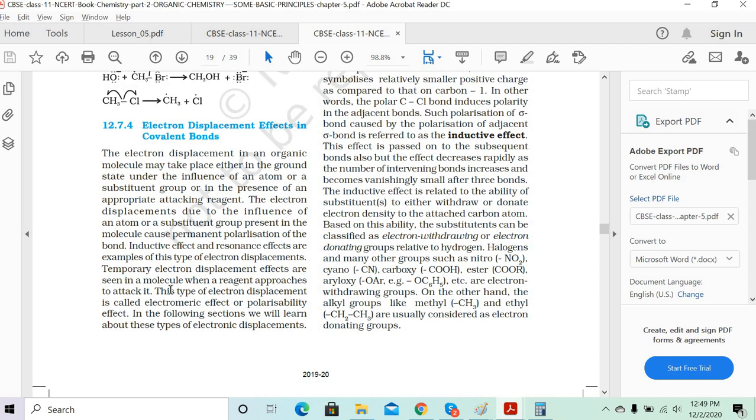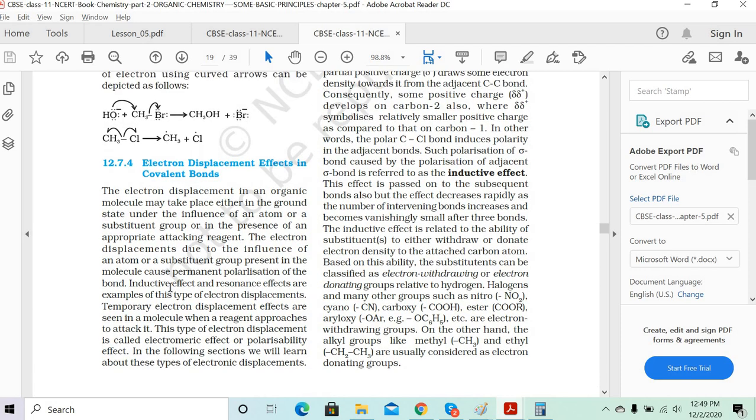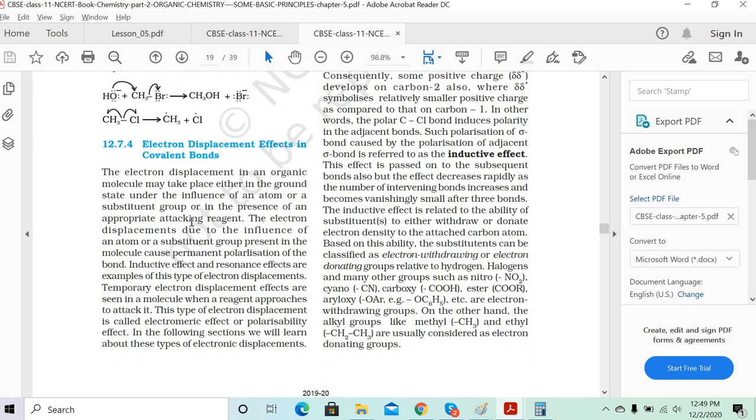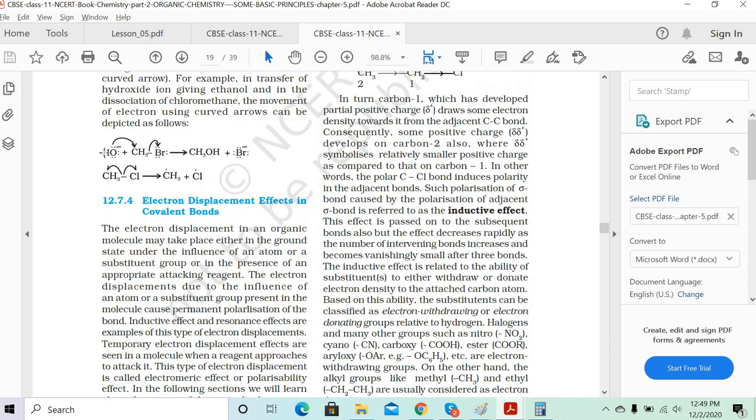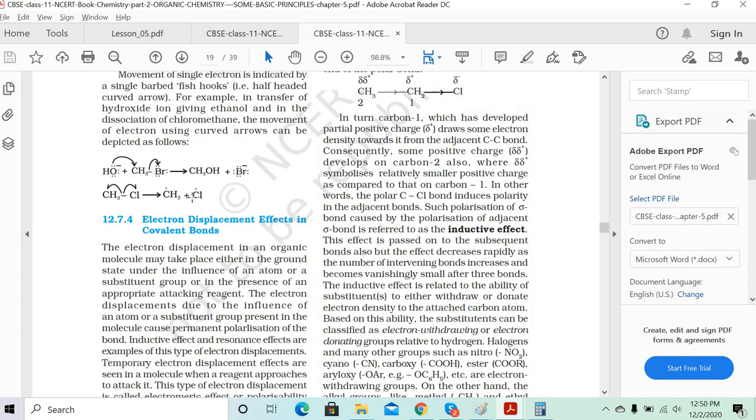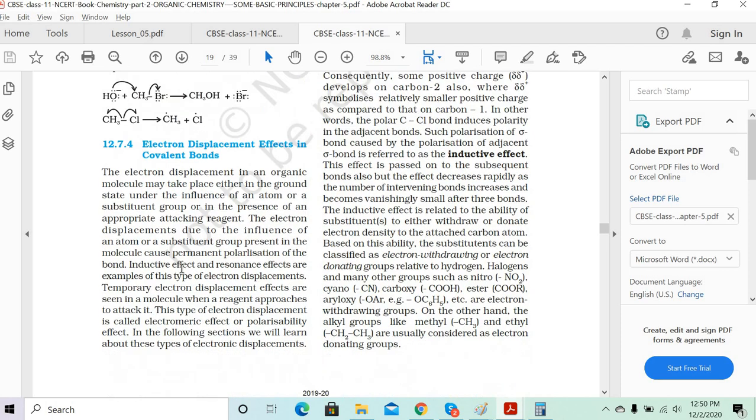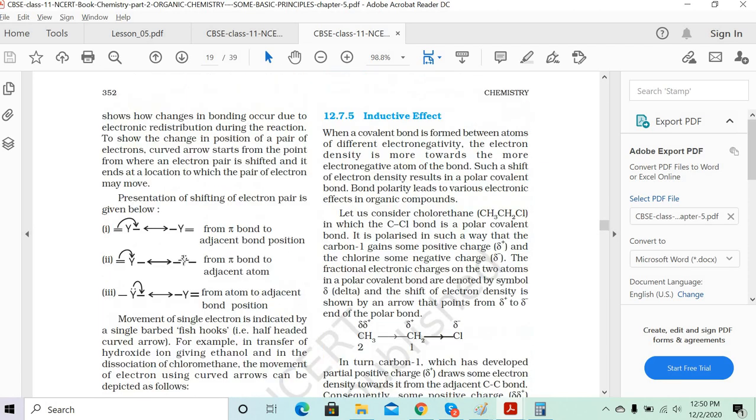So now we are telling you that this electron displacement affects the covalent bond. Whenever there is a substrate and the reagent comes into the picture, because of the presence of the attacking reagent, the possibility of electron displacement arises. That's why we have seen with OH minus ion plus CH3Br how the position of the electrons is changing. It's just because of the attacking reagent. Clear? Yes, sir.